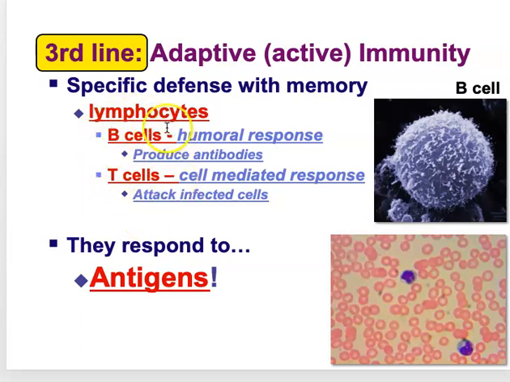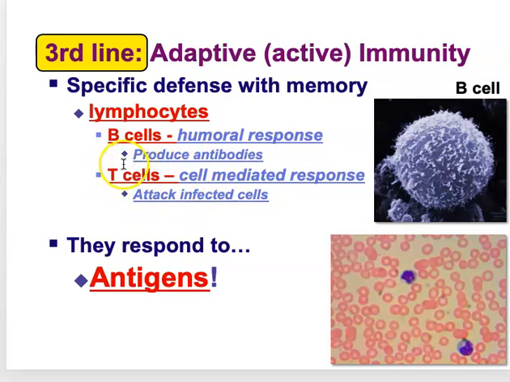The B cells are responsible for something that's called your humoral response. Humoral comes from humus, which is basically the humors, which are basically the fluids of your body. So I'm going to explain to you why they're called humoral response in a second. And basically what the B lymphocytes have the ability to do is that they produce antibodies. And I'm also going to talk about how antibodies help you combat disease.